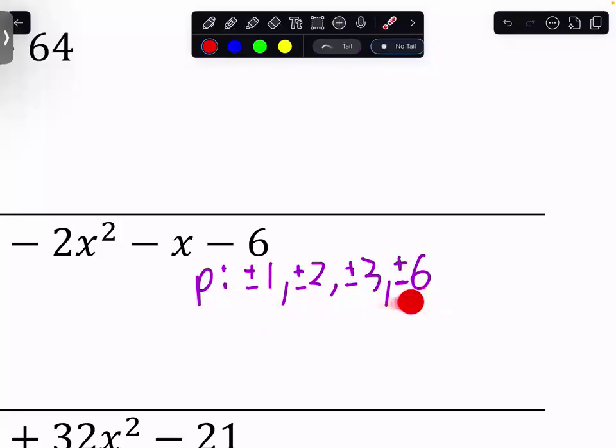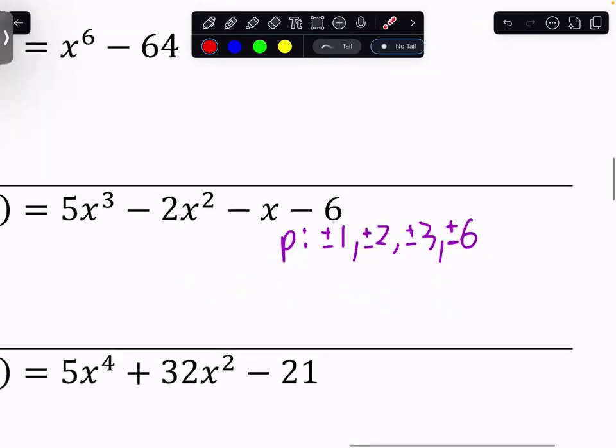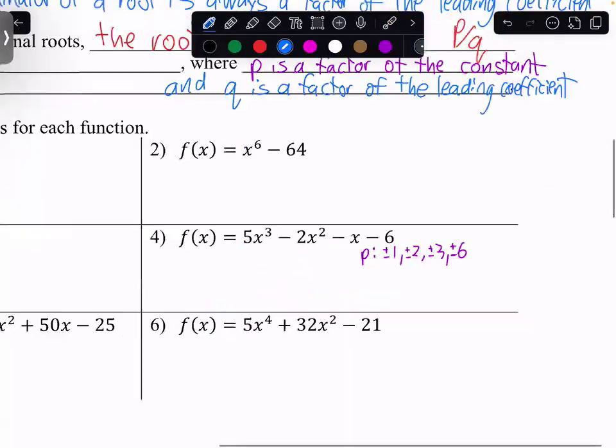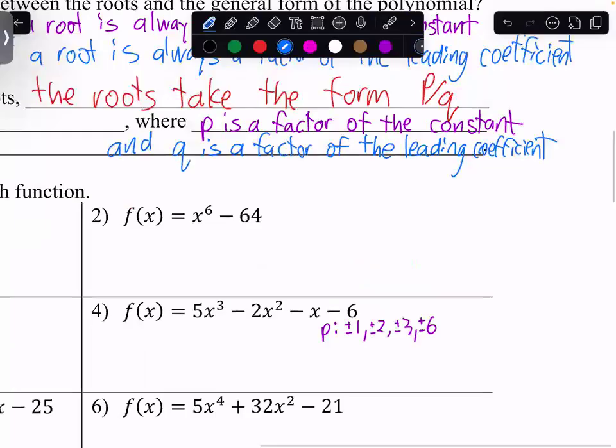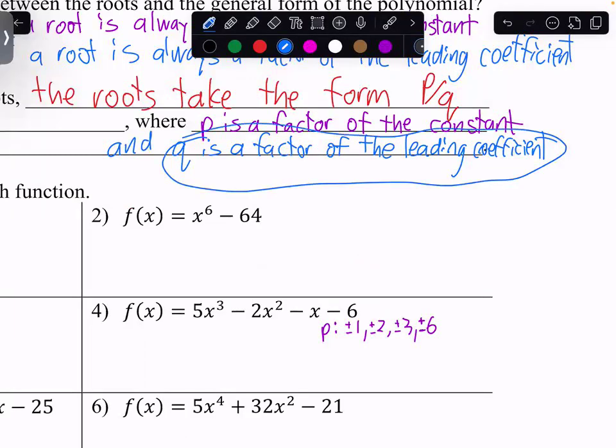So there will actually be 8 potential p-values: +1, -1, +2, -2, +3, -3, +6, -6. And then we also want to make a list of the possible q values. Q is a factor of the leading coefficient.